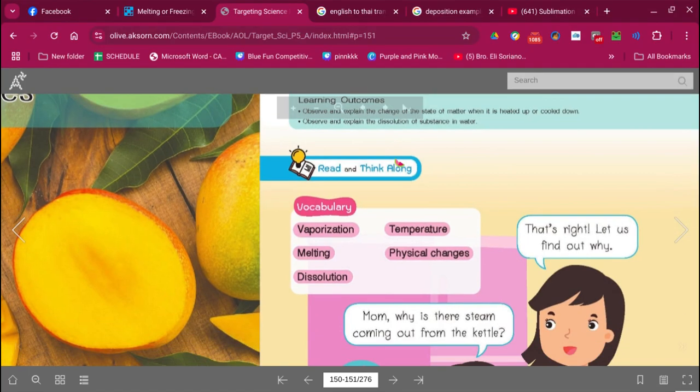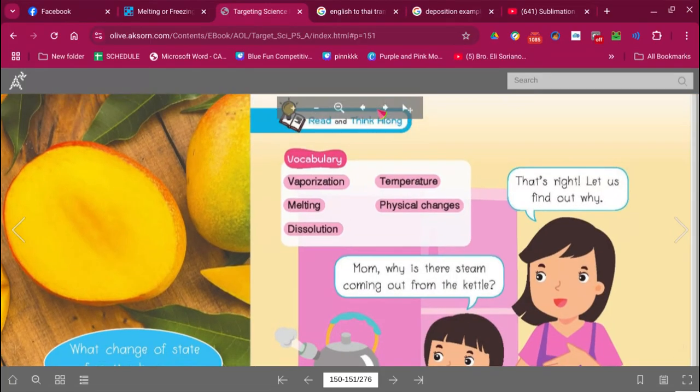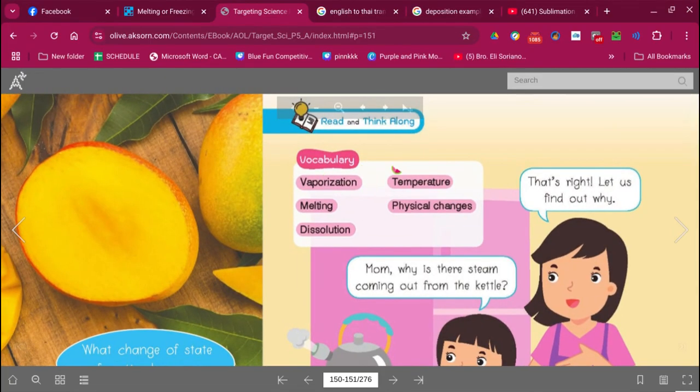So, here are some of the vocabulary words. So the first one is, can you read this? Vaporization. The second is, melting. The third is, dissolution. And the fourth one, temperature. And the last one is, physical changes. So these vocabulary words, we will learn later, okay?